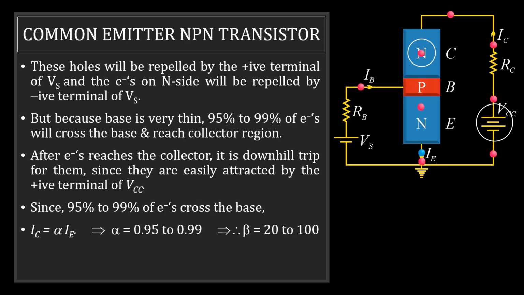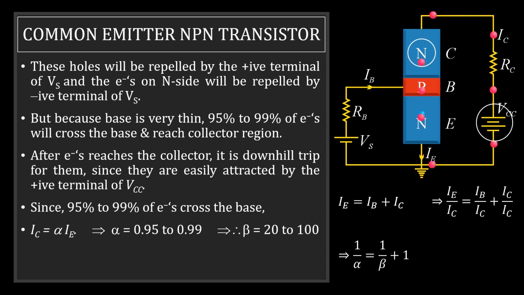So we understand that this IE is IB plus IC, and if I divide this whole equation by IC, we are going to get this one. And we already know that IC is alpha IE, so therefore on the left side we have 1 by alpha. IB by IC is called 1 by beta. Therefore we have beta as alpha by 1 minus alpha. Both alpha and beta are called current gain.